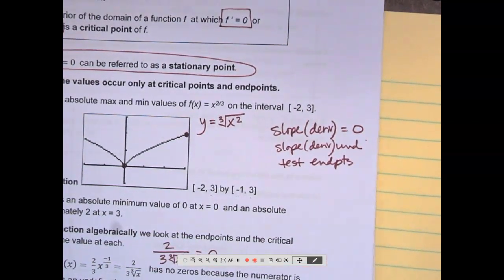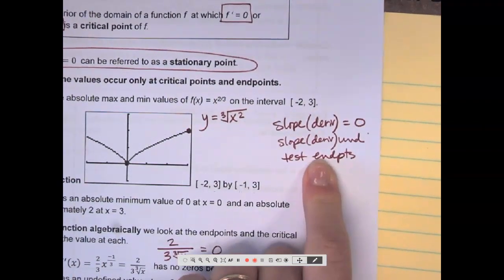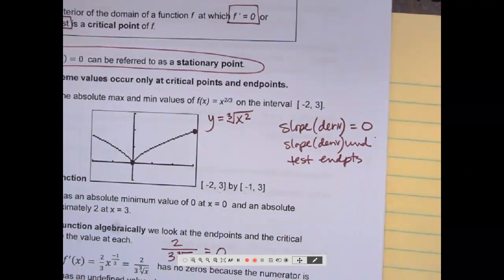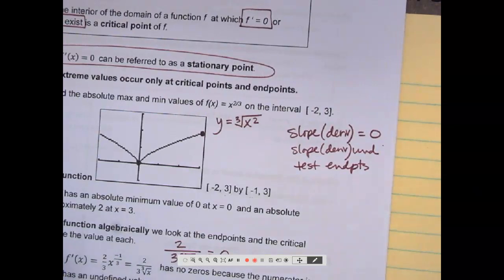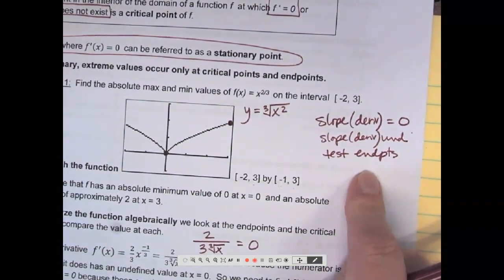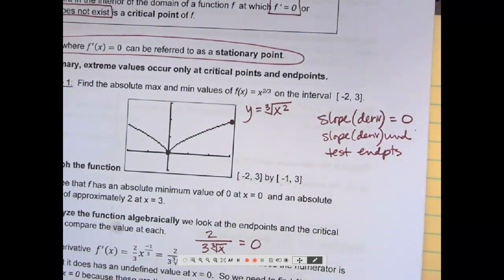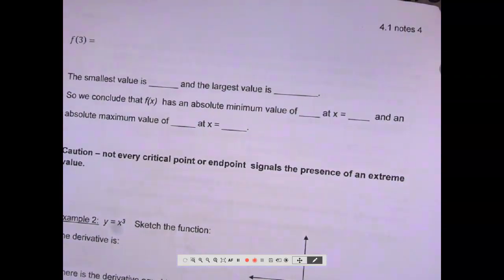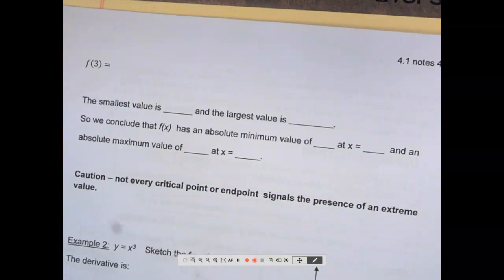Now, if the domain is all reals, we don't have endpoints, so we only have to do the slope 0 and slope undefined. But if you have a closed interval, then you have to test the endpoints to see if they're the highest or lowest. Okay. Alrighty. So, we already answered all that question. We can ignore that part.